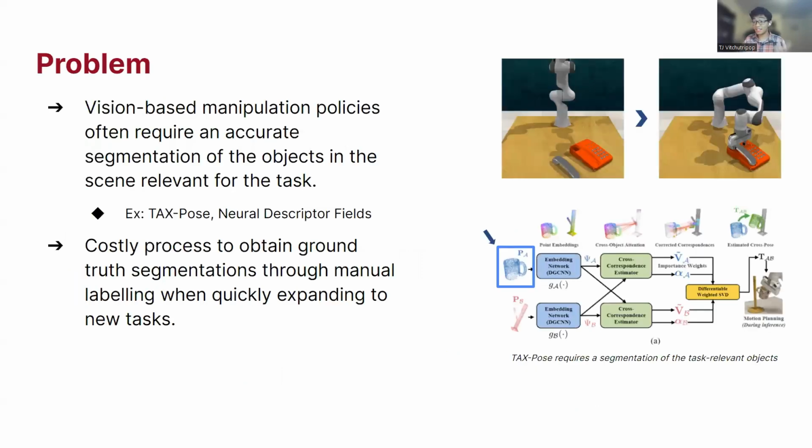A problem that we're trying to tackle with this project is that recent vision-based manipulation policies that reason about the geometries of objects require an accurate segmentation of the objects involved in the manipulation task. And it's an expensive process to obtain ground truth segmentations manually, especially when trying to adapt a policy to a wide range of different tasks.